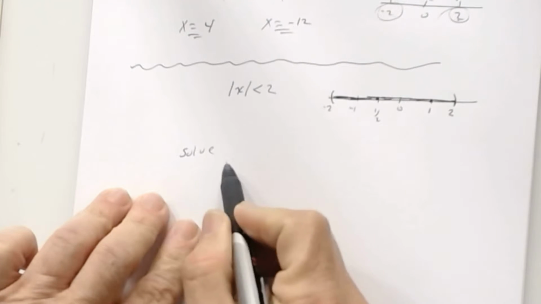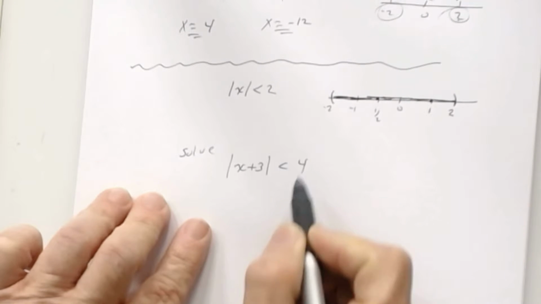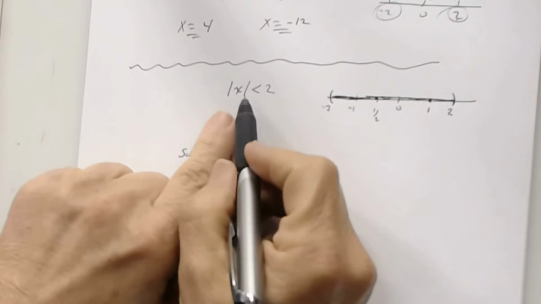I'm going to solve the absolute value of x plus 3 is less than, let's say, 4. All right, now here's how we're going to do this. I'm going to go back to the one we just did. Now you got to think. Right now I'm only working with less than. There's also a greater than. Right now it's just less than, though. Let's go back to the one we just did.